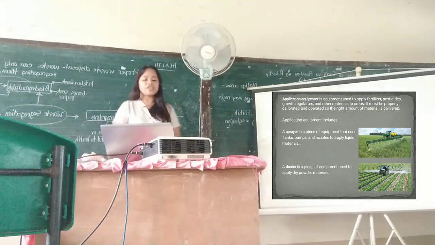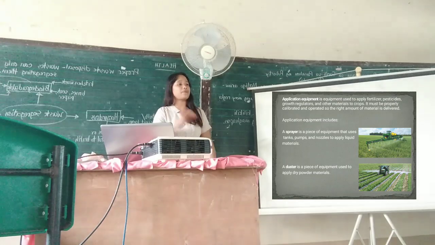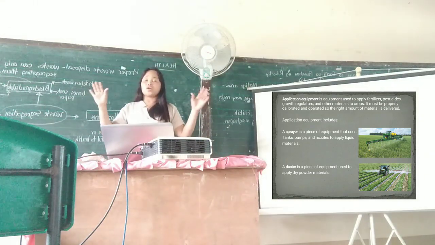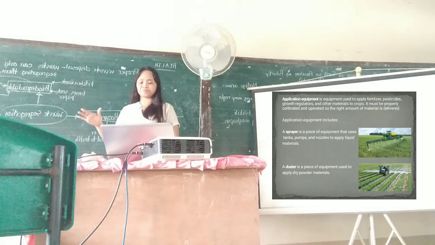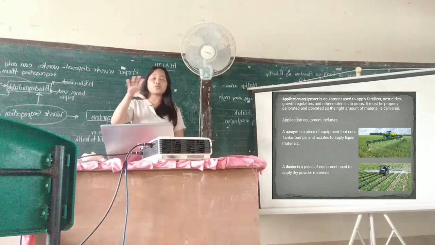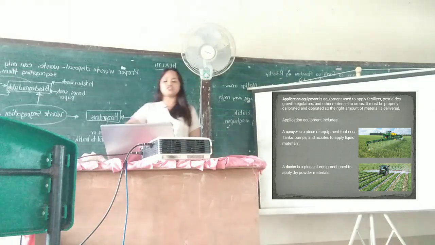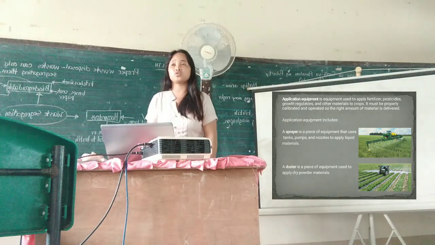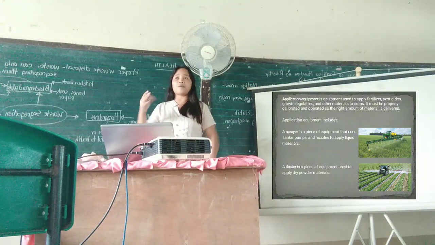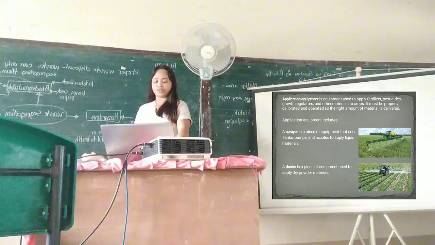So there are two in application equipment: the sprayer and the duster. So sprayer is a piece of equipment that uses pumps and nozzles to apply liquid materials. This sprayer is used when you put liquid fertilizer. Then a duster is a piece of equipment used to apply dry powder materials, also used for applying pesticides or dry fertilizer.